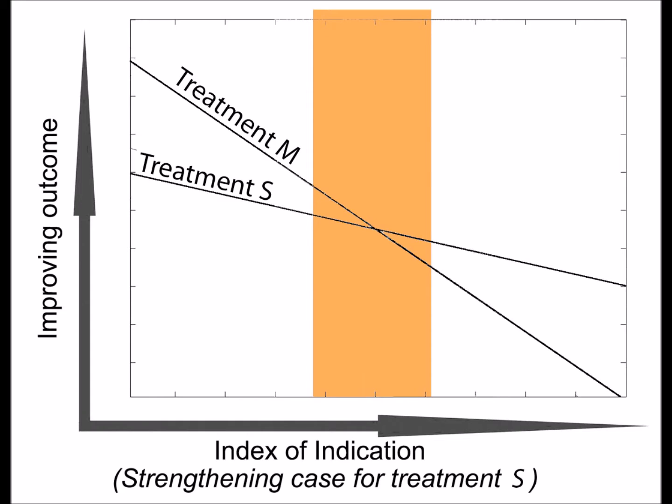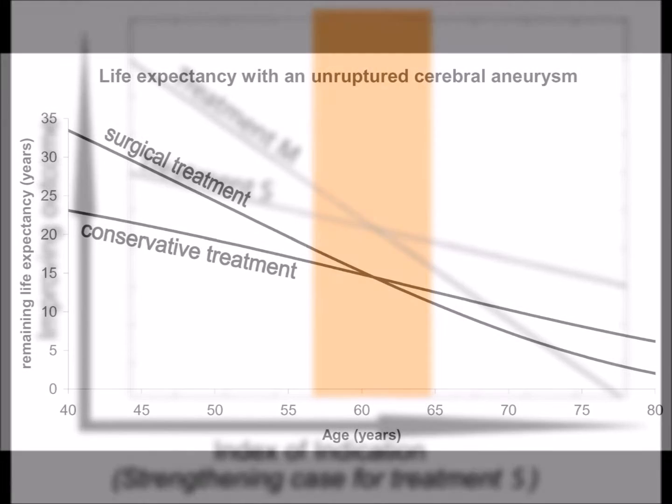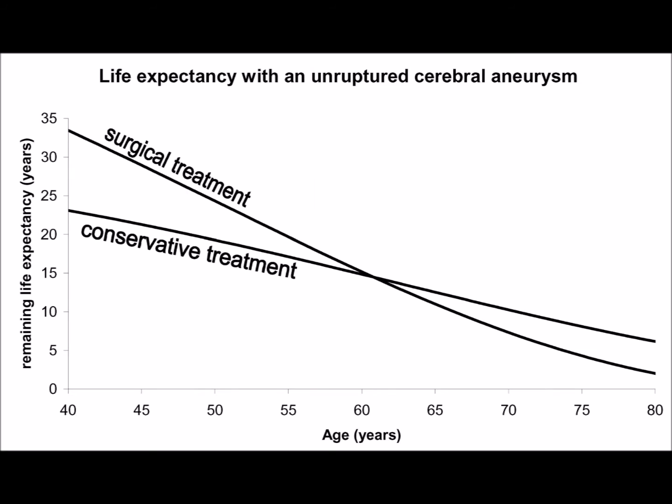As promised, I'll give you a couple of real-life treatment function pairs. This first one is from an analysis of the benefits of operating on unruptured brain aneurysms. Here the outcome variable is remaining life expectancy and the index of indication is age at the time of treatment. As before, both lines slope downwards towards the right, because the older you are, the less long you have left to live. In this case, the indication for surgery is stronger at young ages, falling to a null point just after the age of 60 and becoming negative thereafter.